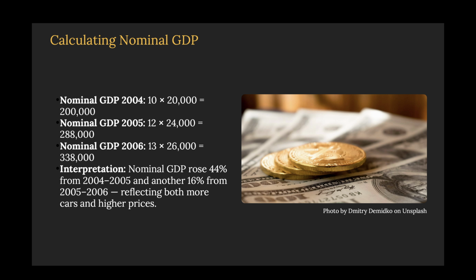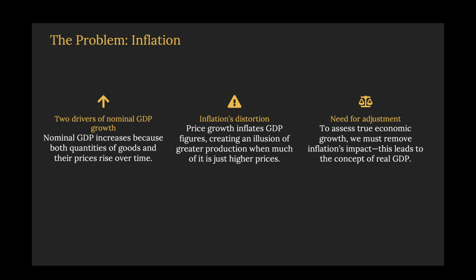Those growth rates look pretty dramatic. But remember, both quantities and prices are rising here. So part of that growth is just inflation, or price increases. So here's the core problem with nominal GDP. It increases because we produce more cars, and the price of each car also goes up. If our goal is to measure how much more output the economy is producing, we don't want higher prices to fool us into thinking we're producing a lot more stuff.